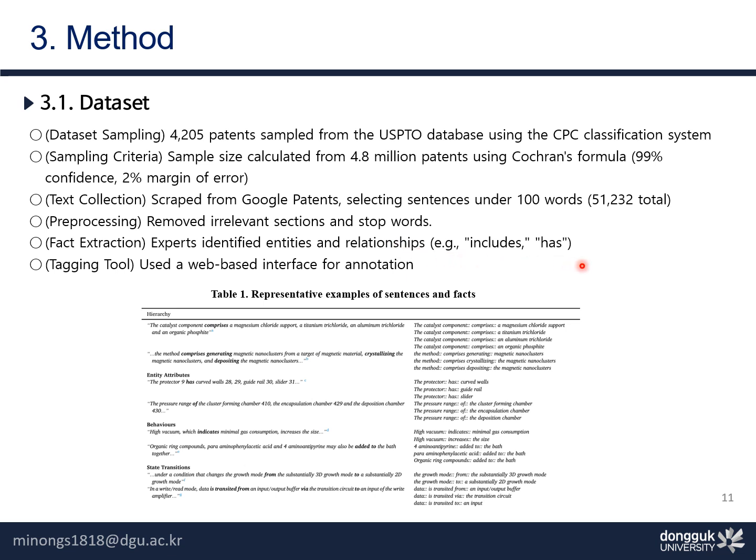Engineering design experts identified entities and relationships within the sentences, mainly focusing on hierarchical and attribute relationships. A web-based tagging interface was used for fact identification, allowing explicit facts to be extracted. In terms of results, representative sentences and examples are provided on GitHub.